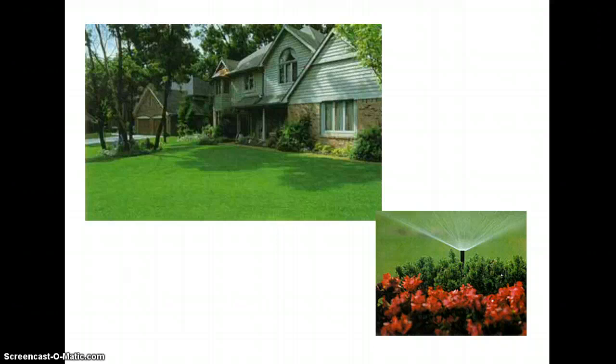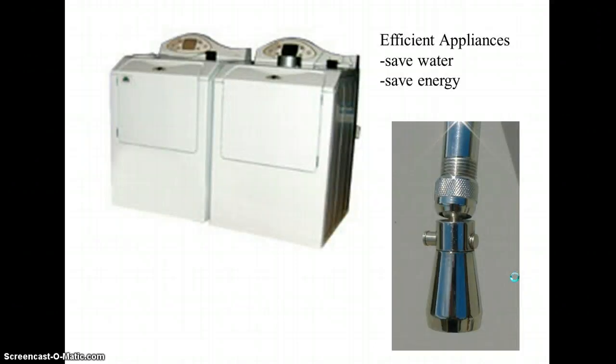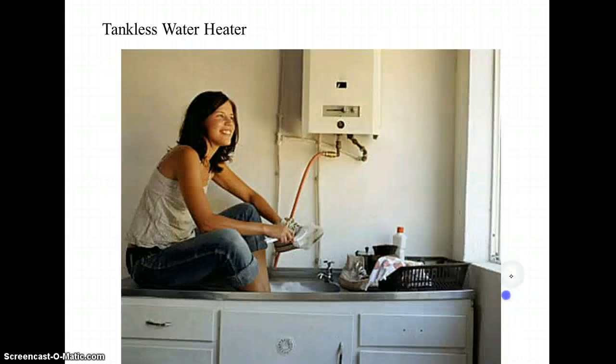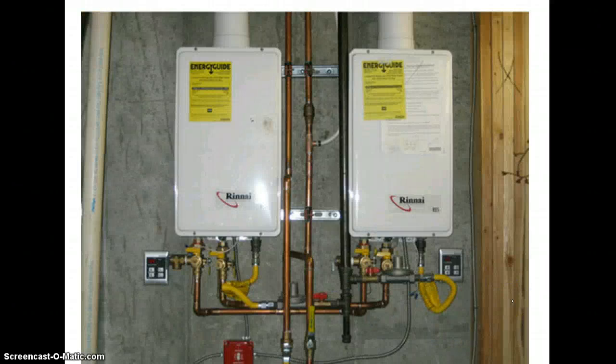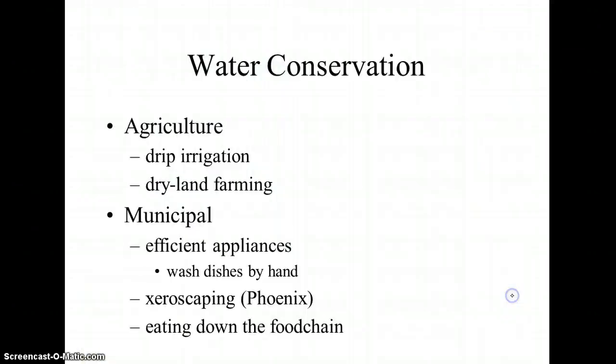You could have a smarter system that can know when it's raining and the lawn does not need to be watered. Our appliances, top-loading washers and such, are much more efficient. Shower heads can use less water, and of course, in the process of using less hot water, you'll also save energy. Tankless water heaters are ones that heat water as soon as it's needed, right when it's needed, instead of just having this large tank of water that keeps it hot all the time like most of us have. There's a tankless water heater. And so again, all these different ways.